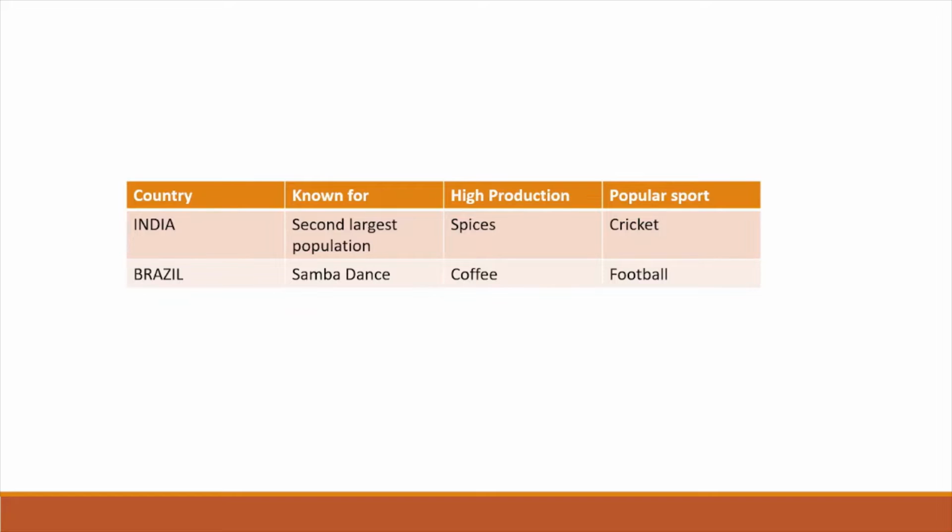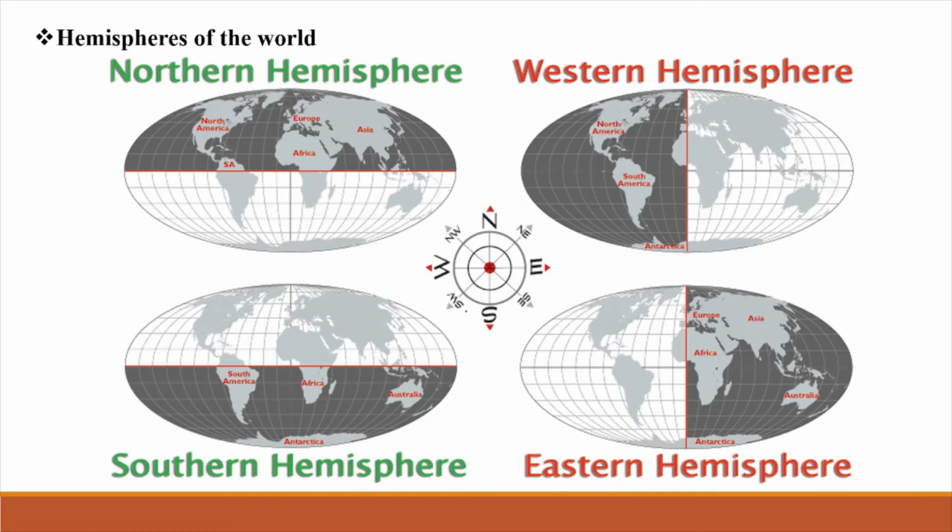So, a few features about the countries. What are they well known for? India is known for being the second largest populated country in the world after China. It is also famous for its spices production, and India has the popular sport of cricket. Whereas Brazil is famous for its samba dance, a form of dance over there. It has a high production of coffee, also known as the coffee pot of the world, and the popular sport in Brazil is football. So this gives you a brief idea about the two countries.